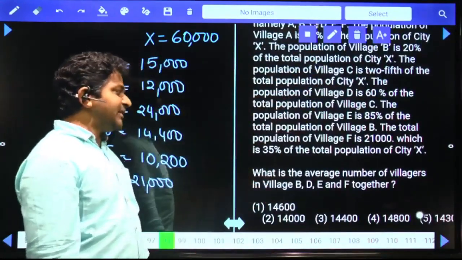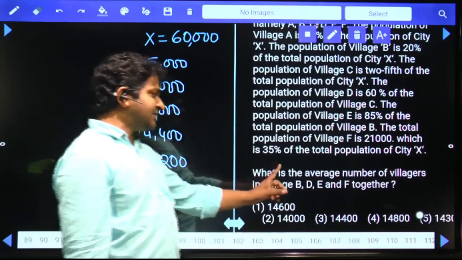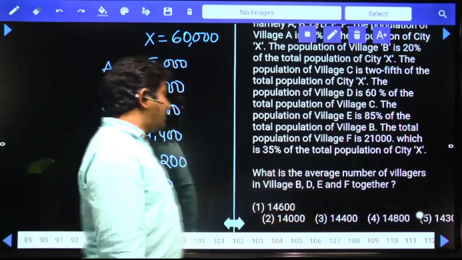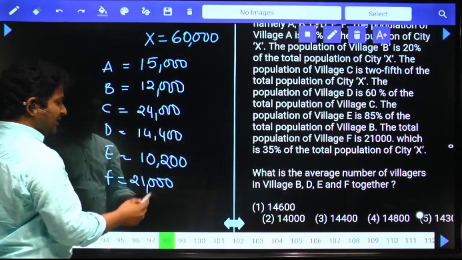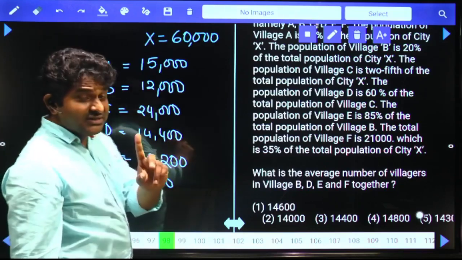Next, we got all the data. Now let's see the questions. What is the average number of villagers in villages B, D, E, F? B, D, E, F. Now, first concentrate on thousands.